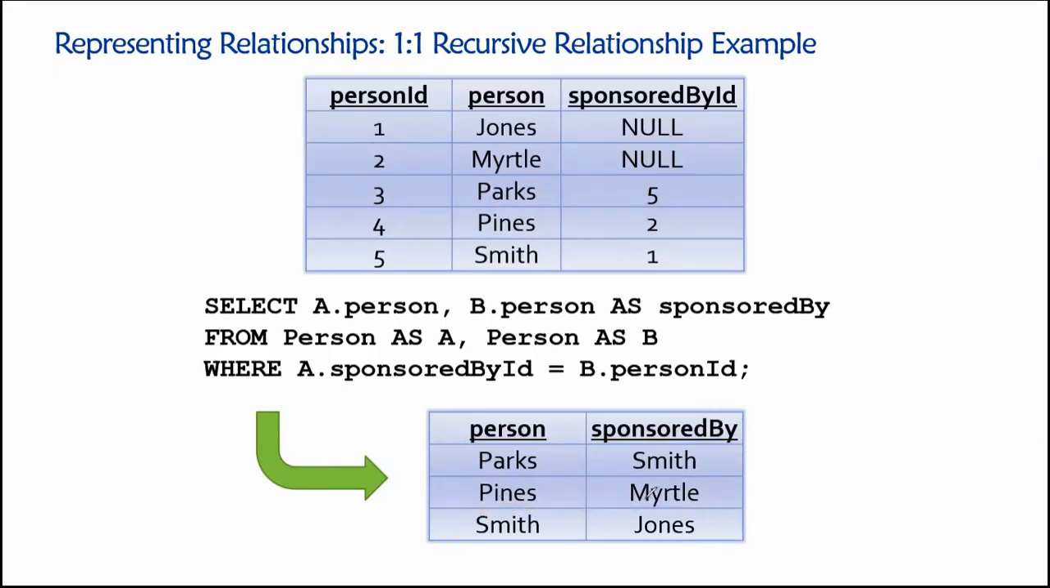So a recursive relationship, in this case a 1-to-1, table is related to itself. Each row just points to potentially one other row in the same table. And we have to be a little creative with our SQL statements by pulling data out of 2 copies of the same table and then joining the table to itself based on matching values of these 2 columns.